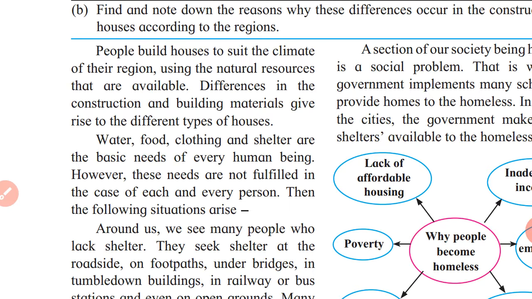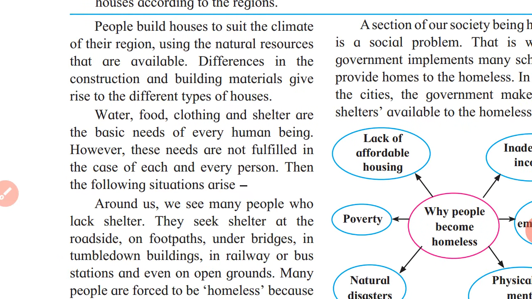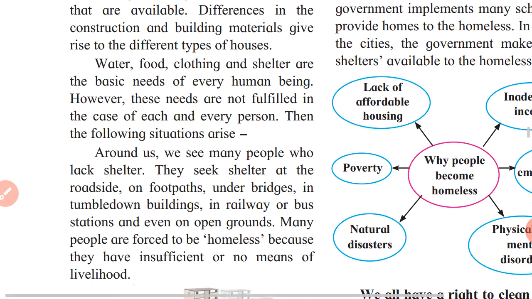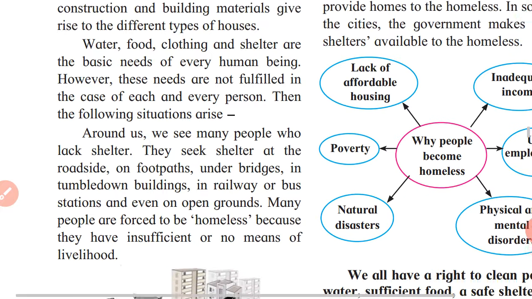People build houses to suit the climate of their region using the natural resources that are available. Differences in the construction and building materials give rise to the different types of houses. Water, food, clothing, and shelter are the basic needs of every human being. However, these needs are not fulfilled in the case of each and every person, then the following situation arises.